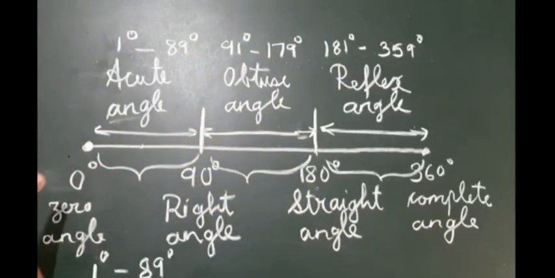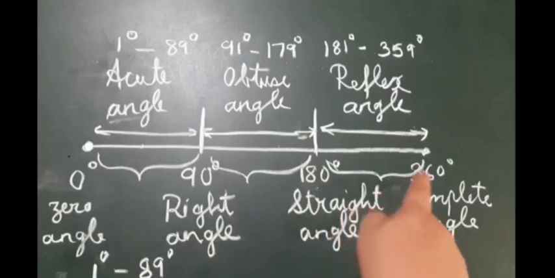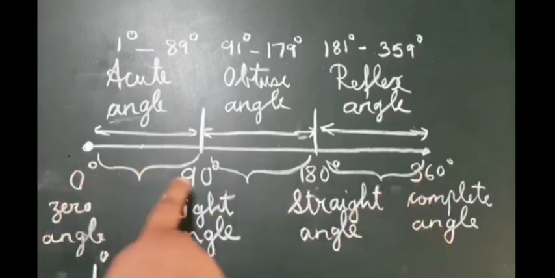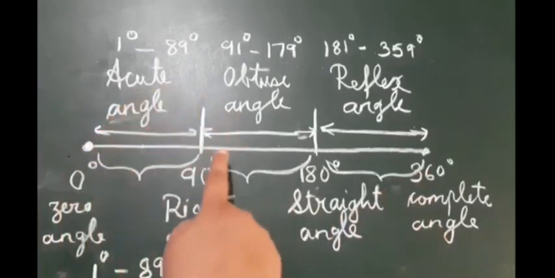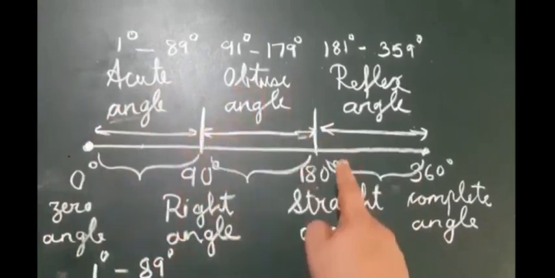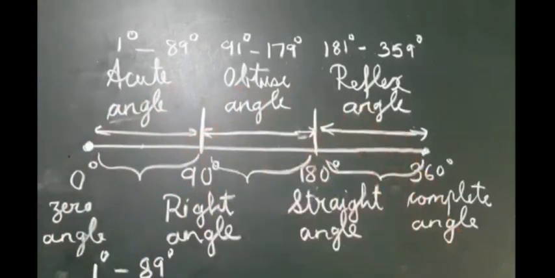So keep in mind: 0 degree, zero angle; 90 degree, right angle; 180 degree, straight angle; 360 degree, complete angle. Between 0 and 90, acute angle. Between 90 and 180, obtuse angle, and between 180 and 360, reflex angle. So like this, in total we are having 7 angles. I hope you have understood it. So now let us begin with the practice set.